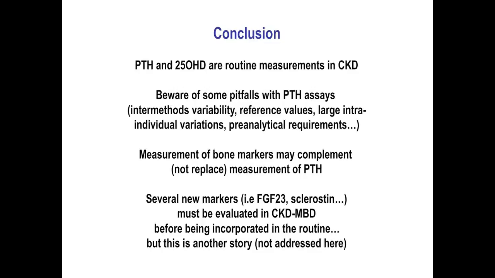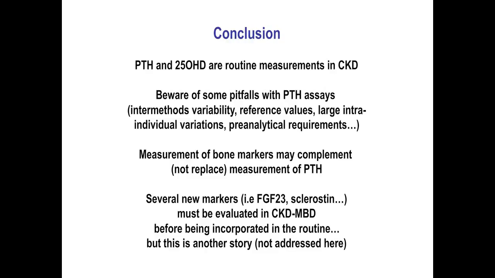And so, in conclusion, I will say that PTH and 25-hydroxy vitamin D assays are currently routine measurements in chronic kidney disease. The PTH assay continues to be problematic with inter-method variability. I mentioned the issue with appropriate reference ranges and, of course, sample handling and individual variations. There's a necessity to measure various bone markers to complement PTH, and currently the most common one is alkaline phosphatase.